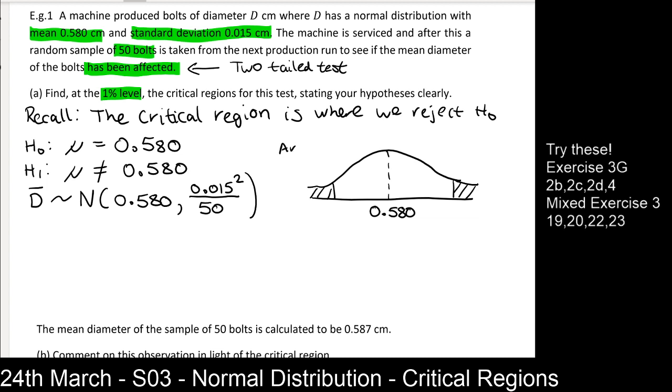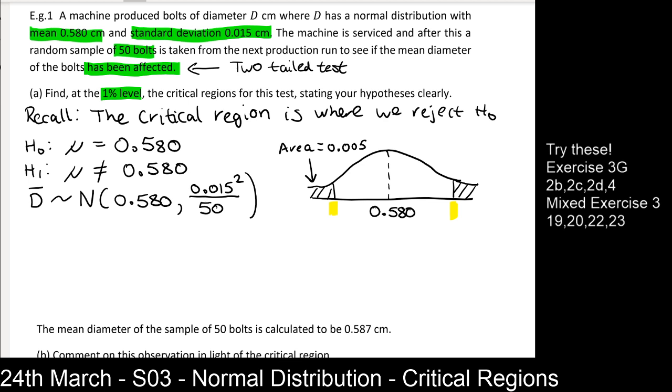So the area here is 0.005, okay? That's just 0.5% turned into a decimal. And I've got that 0.005 at either end. What I want to do is find the values here and here, where I've just shaded in yellow. I want to find these values where I have to reject the null hypothesis because it's too low, it's too far away from the mean.